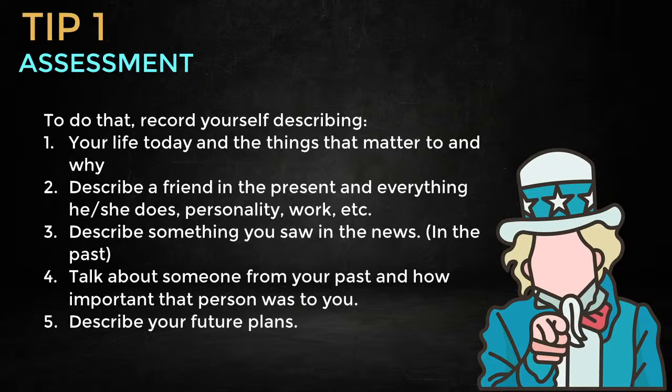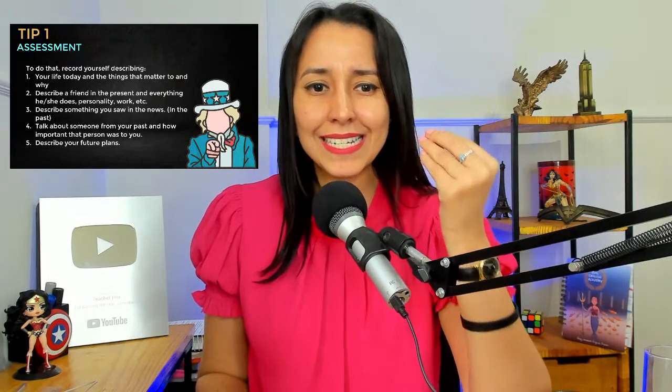Second exercise, you're going to describe a friend in the present and everything he or she does. Personality, work, crazy things about this friend. In detail, but in the present.